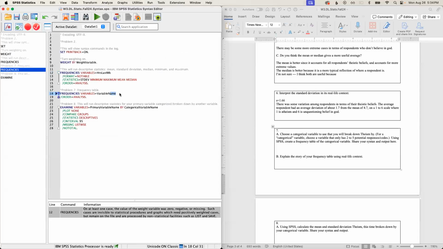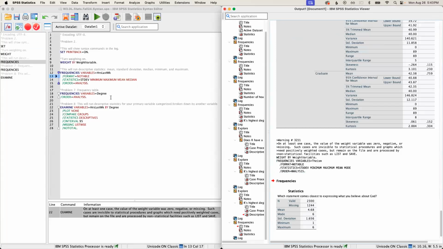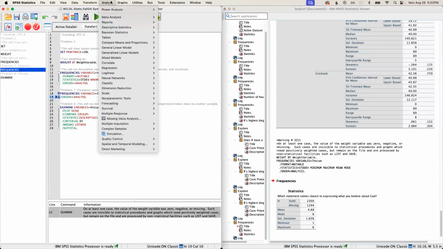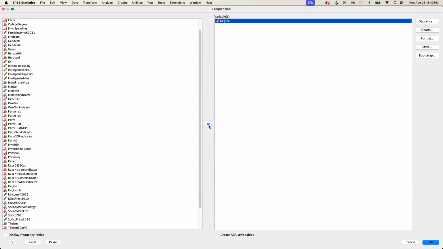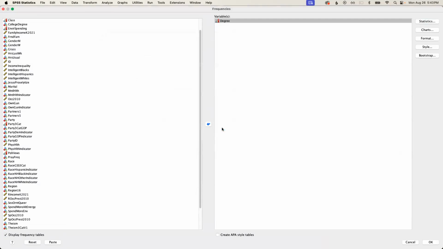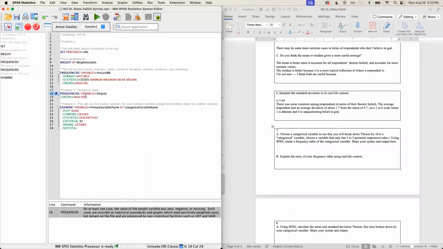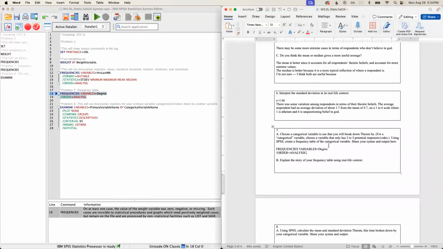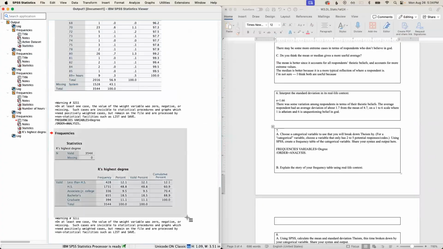So I'm just putting in the name of the variable here. Click play. And then for a frequency table, I want to make sure that this is checked. I can run these, it doesn't matter, but if I uncheck them, it'll just give me the frequency table without those. And I'll copy that syntax. And I'll take a screenshot of my table.